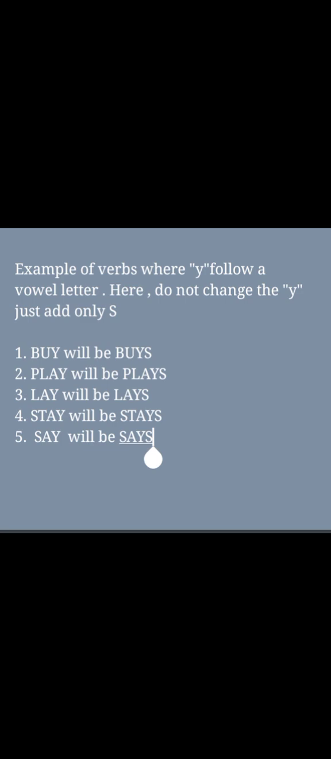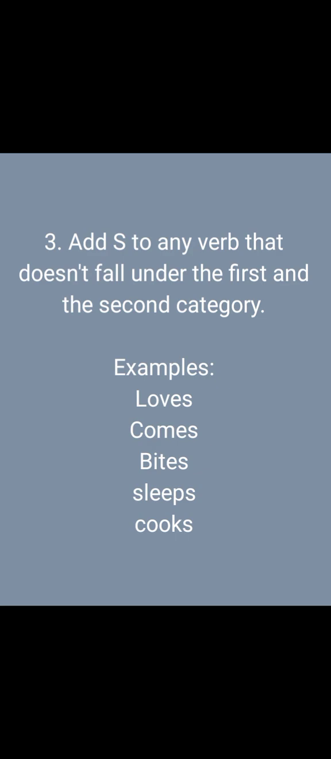Play, the singular form will be plays. Lay, the singular form will be lays. Stay, the singular form will be stays. And say, the singular form will be says, and many other examples. Rule 3: add s to any verb that doesn't fall under the first and the second category.